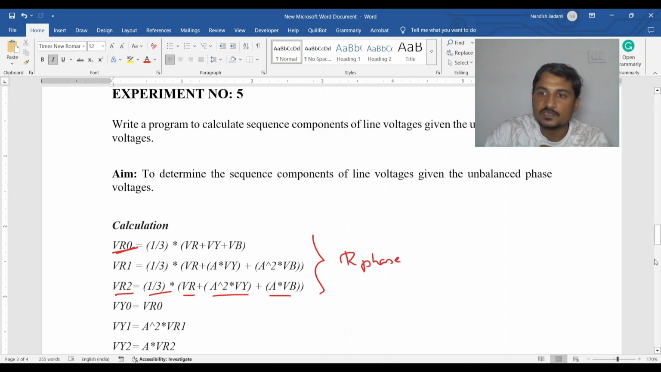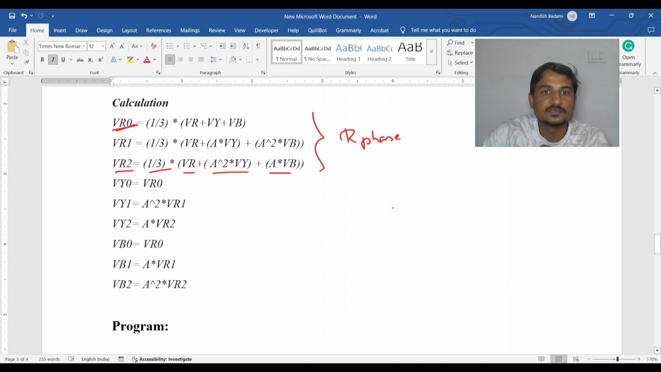Similarly, for Y phase and B phase, the Y phase zero sequence is equal to the R phase zero sequence. Y phase positive sequence is A square times the R phase positive sequence, and Y phase negative sequence is A times the negative sequence of the R phase. Similarly, for B phase, zero sequence is equal to the R phase zero sequence. B phase positive sequence is equal to A times the positive sequence of the R phase, and the negative sequence of the B phase is A square times the negative sequence of the R phase.